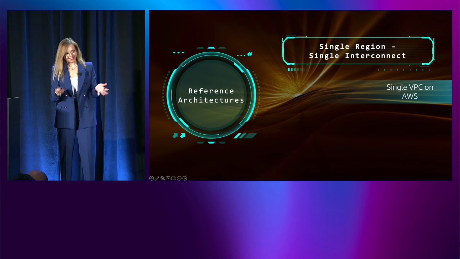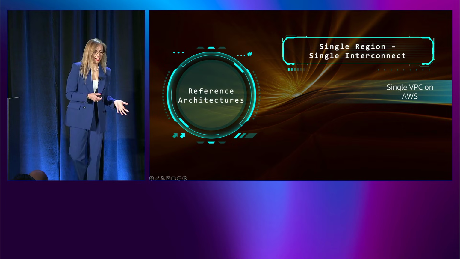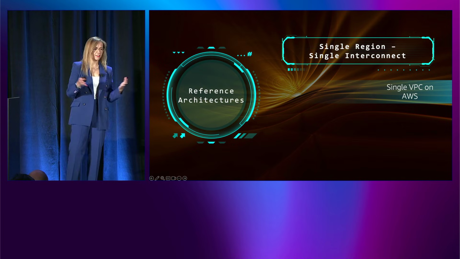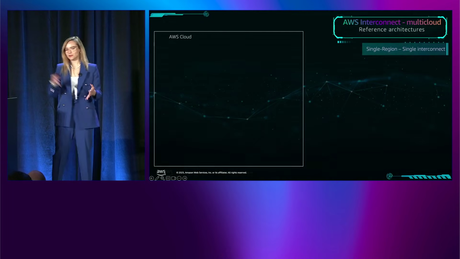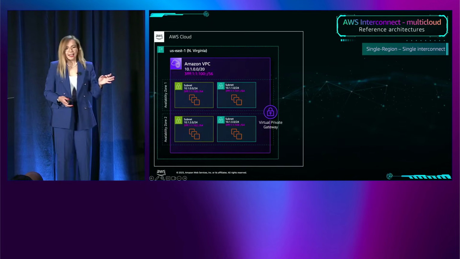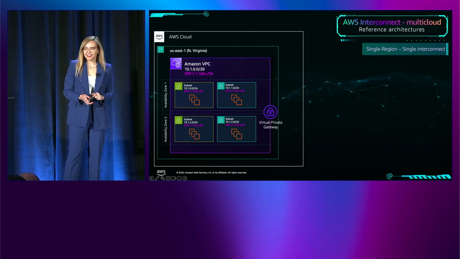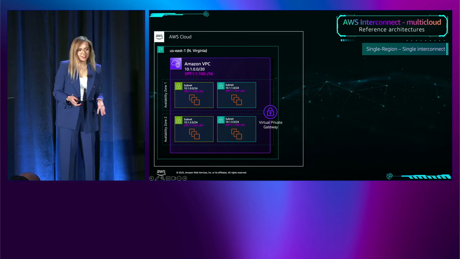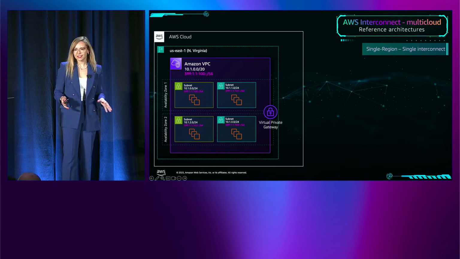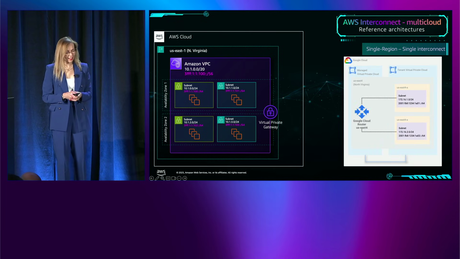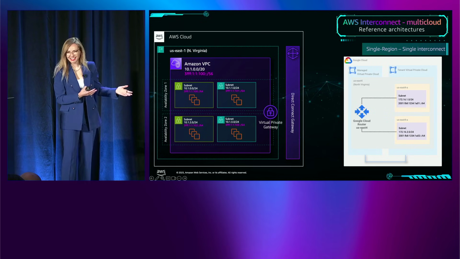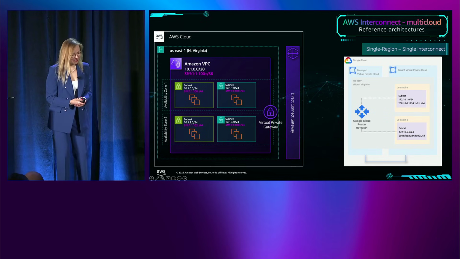So there are some reference architectures here we should look at. First is single region, single interconnect, right? And on the AWS side, you would have a single VPC. Usually on the Google Cloud side, you would also have a single VPC, right? We've seen in the intro how the VPC looks, for those of you who are not familiar with the subnets and the virtual private gateway that's attached to the VPC. Of course, it supports both IPv4 and IPv6. I'm very grateful to my partners here for that.